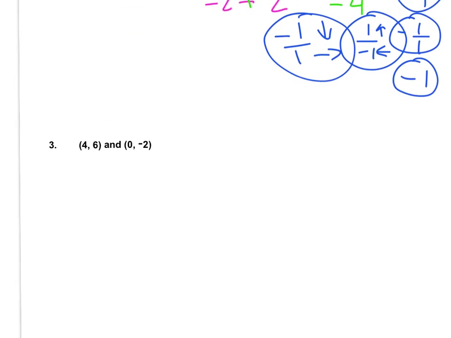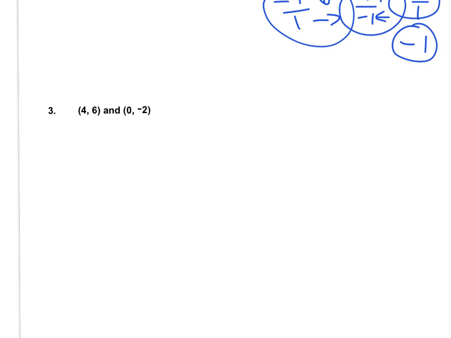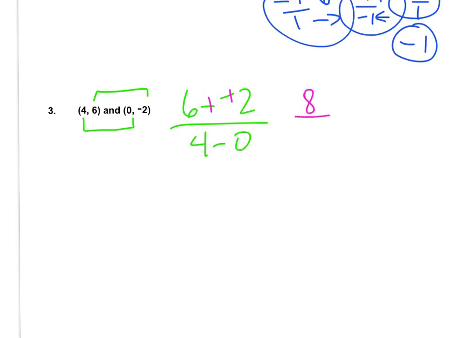Alright, let's look at the third one. The third one is 6 minus a negative 2 over, and this is 4 minus 0. Well, minus a negative is like plus a positive, so that's going to be 8 over 4, and that reduces to 2 over 1. Now 8 divided by 4 is 2, but 2 is the same as 2 over 1. So that's going to go a rise of 2 or a run of 1.